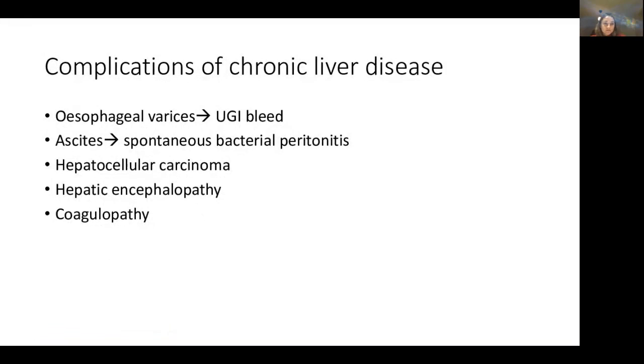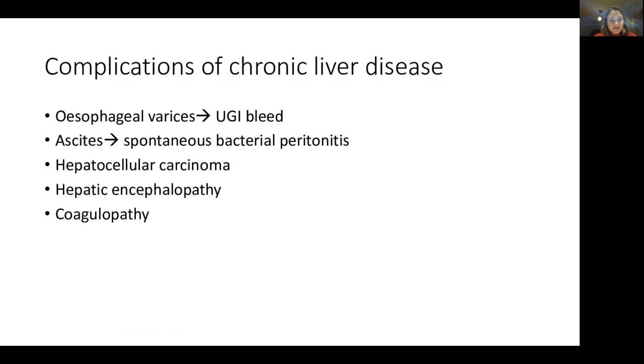So confusion is a sign of a complication of chronic liver disease, which is hepatic encephalopathy, which is caused by a buildup of ammonia in the blood due to impaired breakdown of ammonia by the liver. So that can cause confusion, and it's a very serious complication of chronic liver disease.